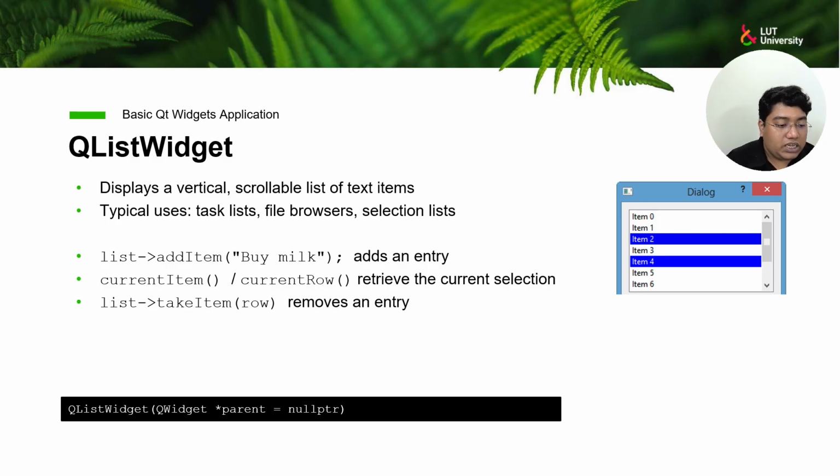If we want to know which item the user selected, Qt provides functions such as currentItem or currentRow. Removing an item is just as easy as adding an item. We simply call takeItem. Lists are extremely useful because many applications spend a surprising amount of time presenting collections of data to the user. So like a list of files, a to-do list, or a list of recently opened projects, stuff like that.